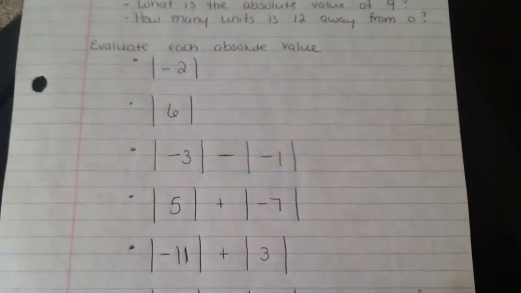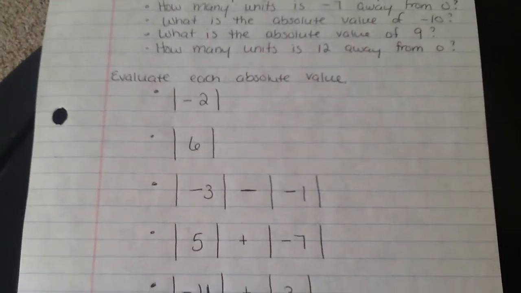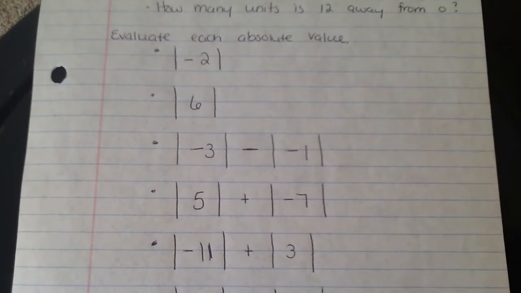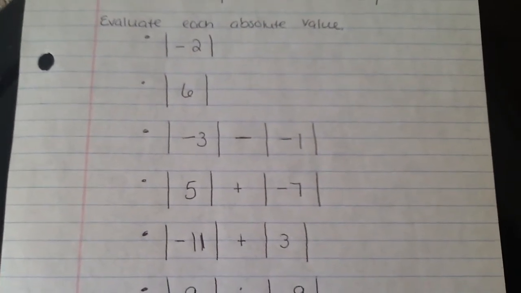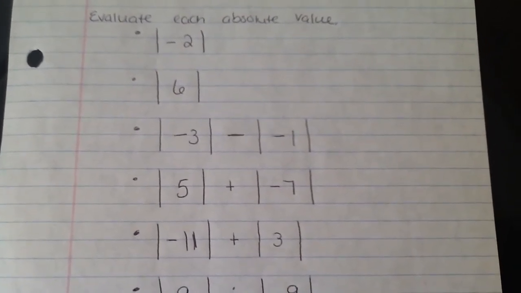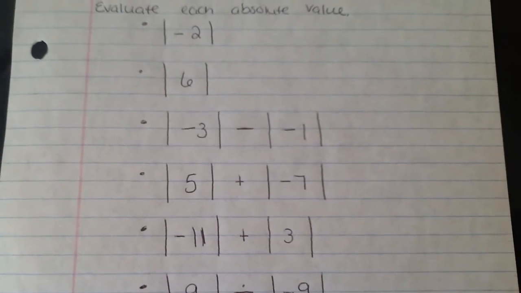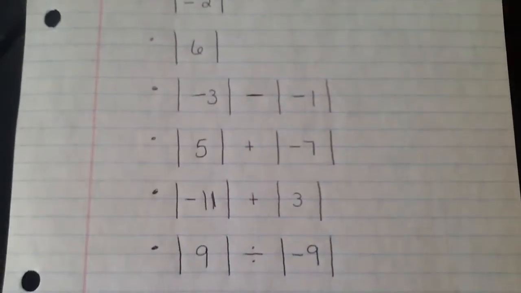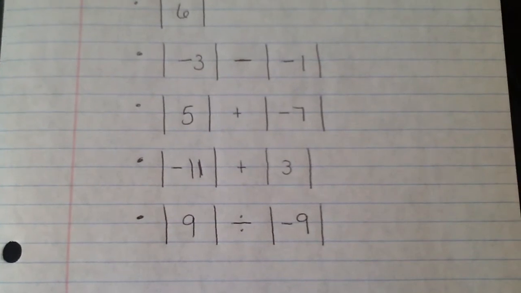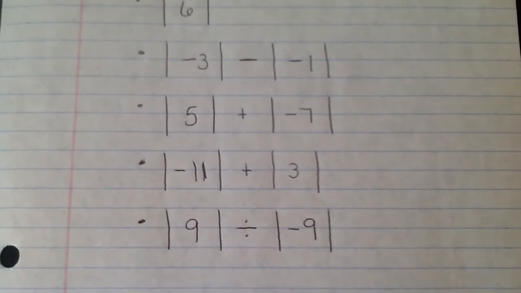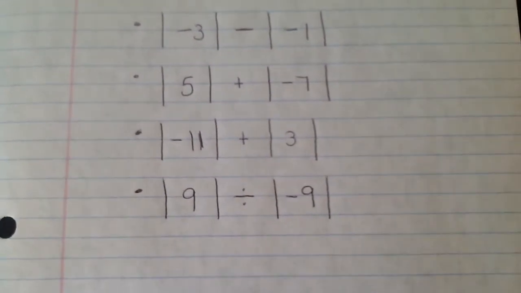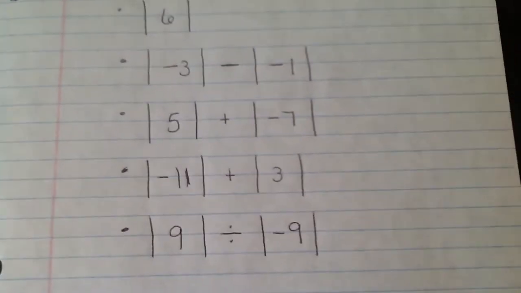Also, I want you to evaluate these absolute value problems. The absolute value of negative 2, the absolute value of 6, the absolute value of negative 3 minus the absolute value of negative 1, the absolute value of 5 plus the absolute value of negative 7, the absolute value of negative 11 plus the absolute value of 3, the absolute value of 9 divided by the absolute value of negative 9.